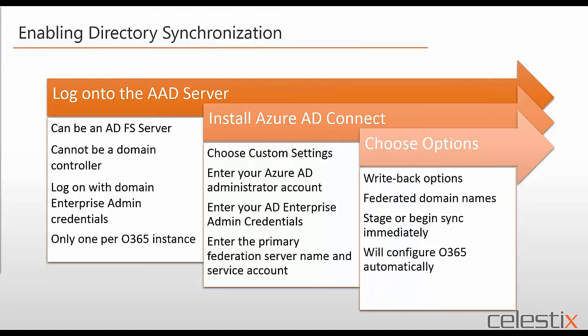And then you can choose your options. Do you want to do write back? Would you like to have changes written back from Azure AD? What are your federated domain names? Do you want to stage or begin sync automatically? And this is a new option here. So you can migrate if you have existing, say for example, Windows 2008 R2 based ADFS and Dir Sync. You can prepare your infrastructure and stage it, and then when you're ready to cut over, you can begin that cut over at that time.